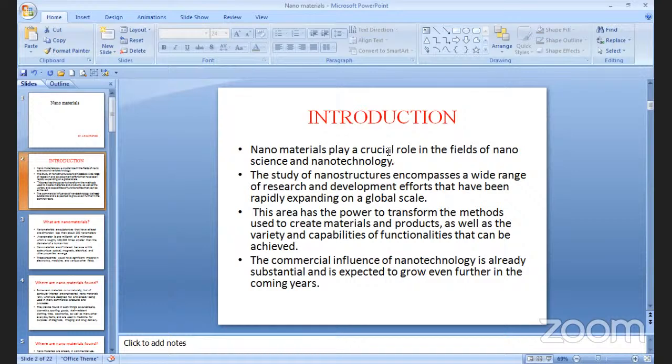So here, as we know, nanomaterial is nothing but a material whose size is going to be very small, very smaller in size. So we will be studying about that nanomaterials here.